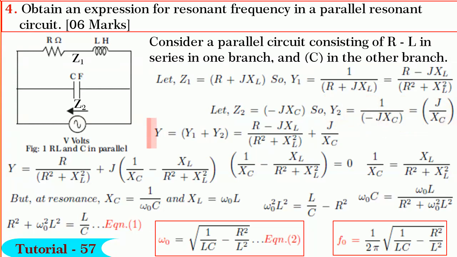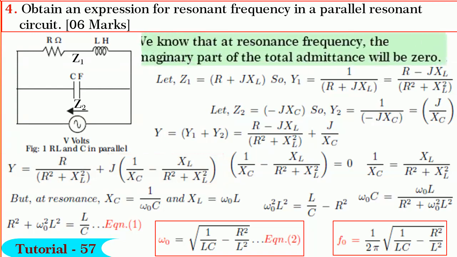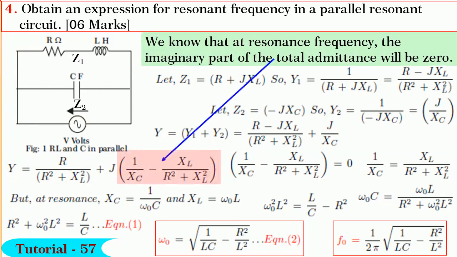Now, the total admittance of the circuit Y is equal to Y1 plus Y2. By substituting for Y1 and Y2 and separating the real and imaginary part, we get Y is equal to R divided by R square plus XL square plus J into bracket 1 divided by XC minus XL divided by R square plus XL square. We know that at resonance frequency, the imaginary part of the total admittance will be 0.